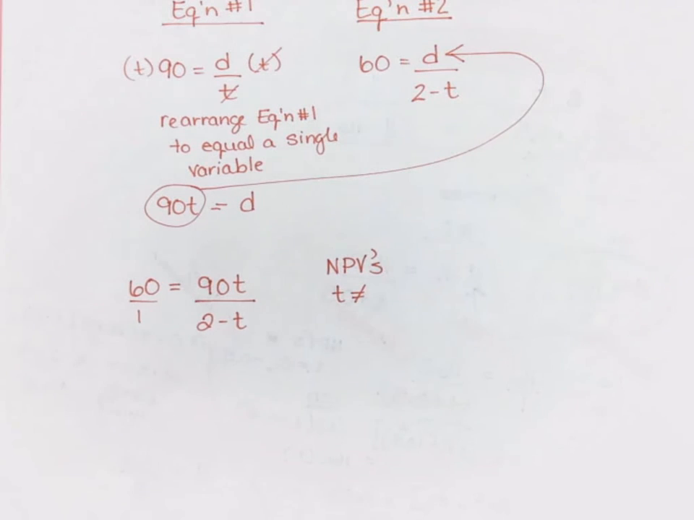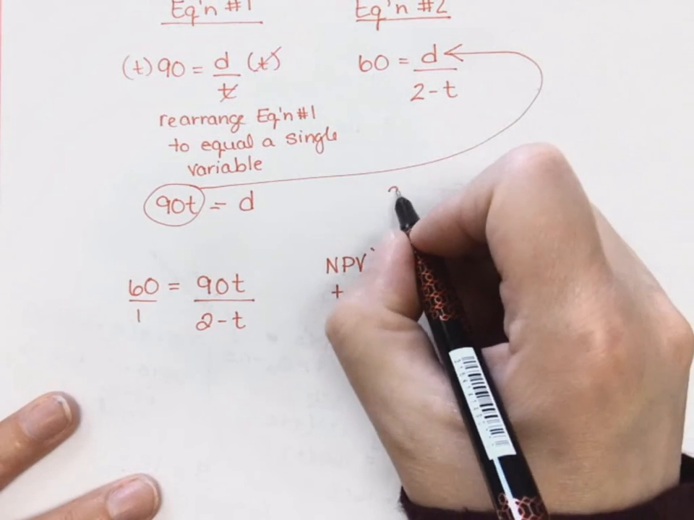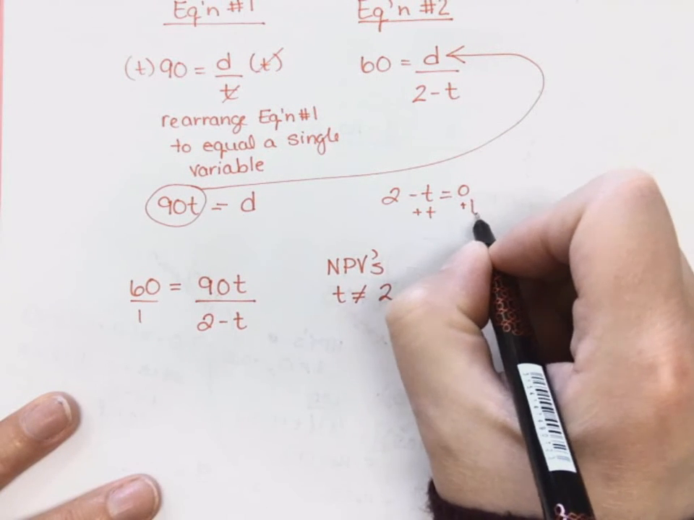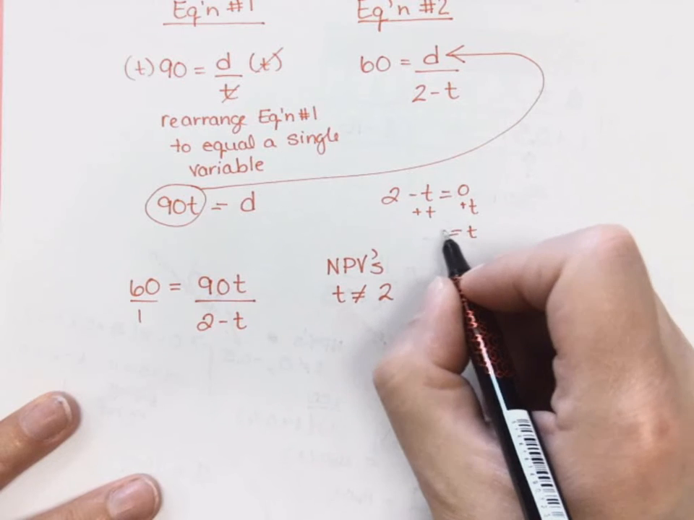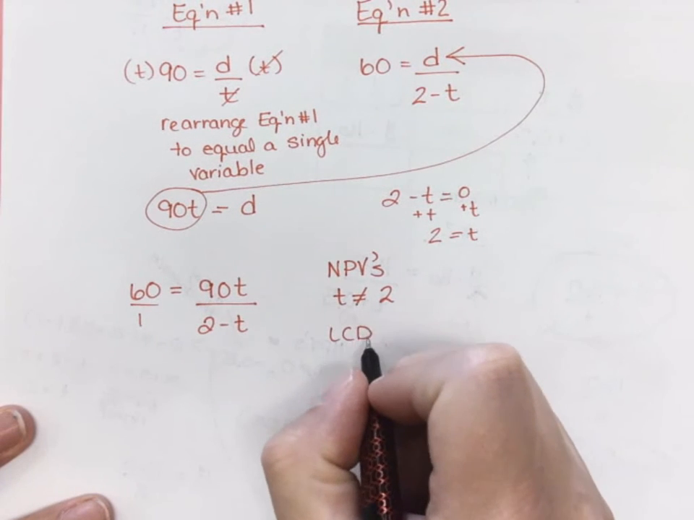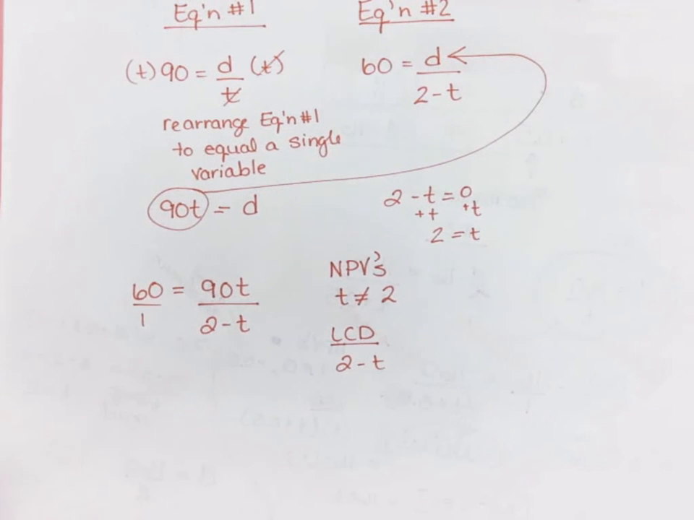T cannot equal positive 2, right? If you want to see the math for that, 2 minus t equals 0. I'm going to add t to both sides. So t is equal to 2. It's kind of hard when they're not in the right order. It's not always easy to see. What's the LCD? 2 minus t. Easy peasy, right?